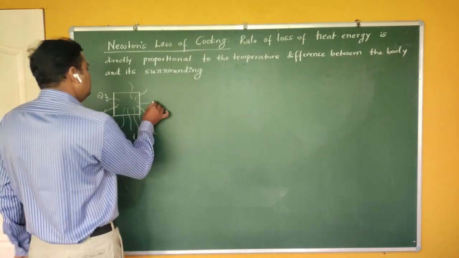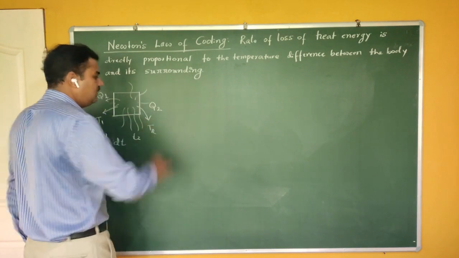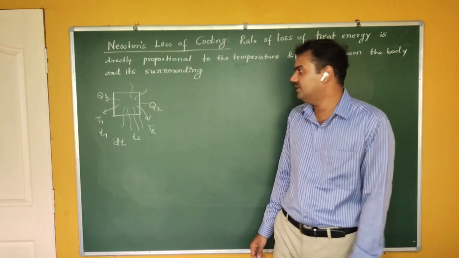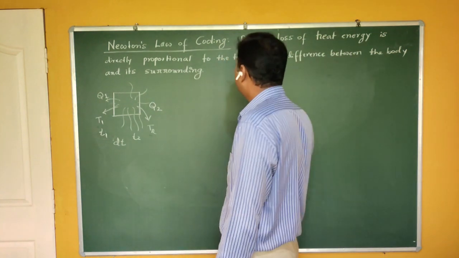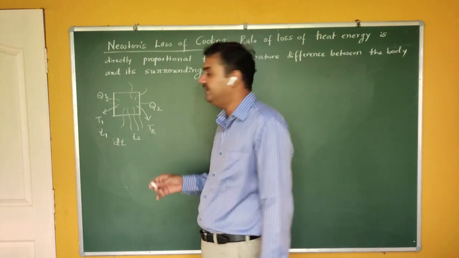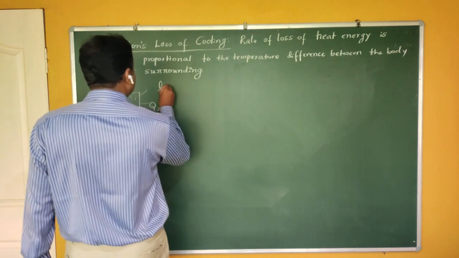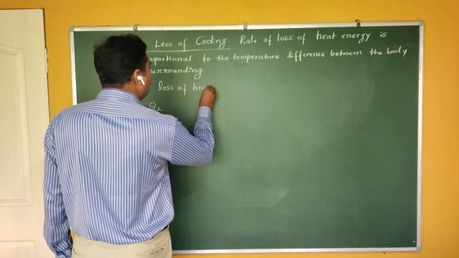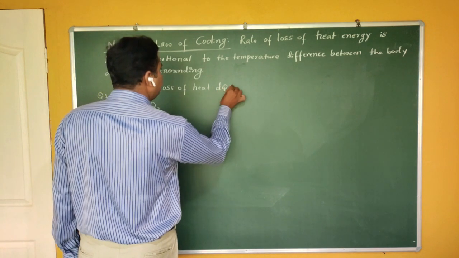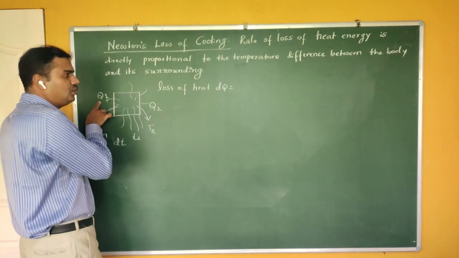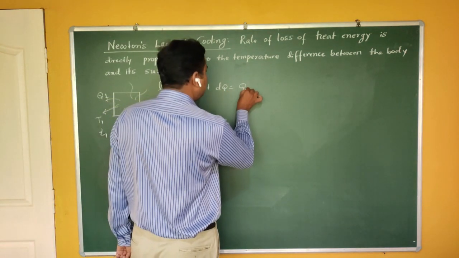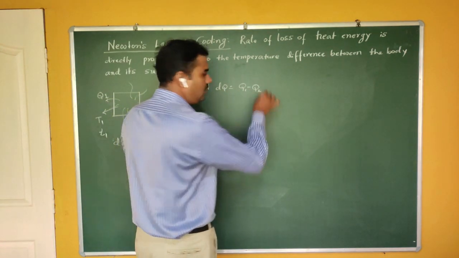So what is the amount of heat energy in the body? The amount of heat energy in the body is q2. So what is the loss of heat? If I call dq the loss of heat, how much is it? Initially it is q1, now it is q2. Therefore the loss of heat is q1 minus q2.